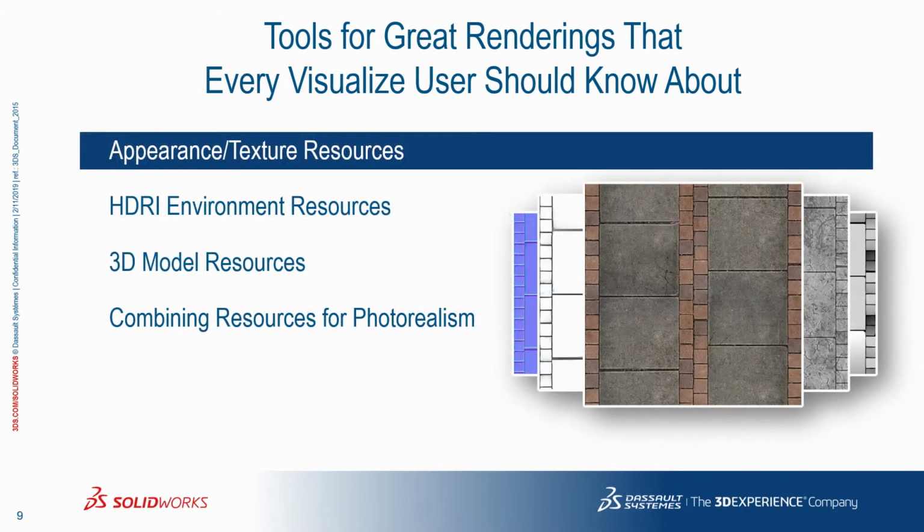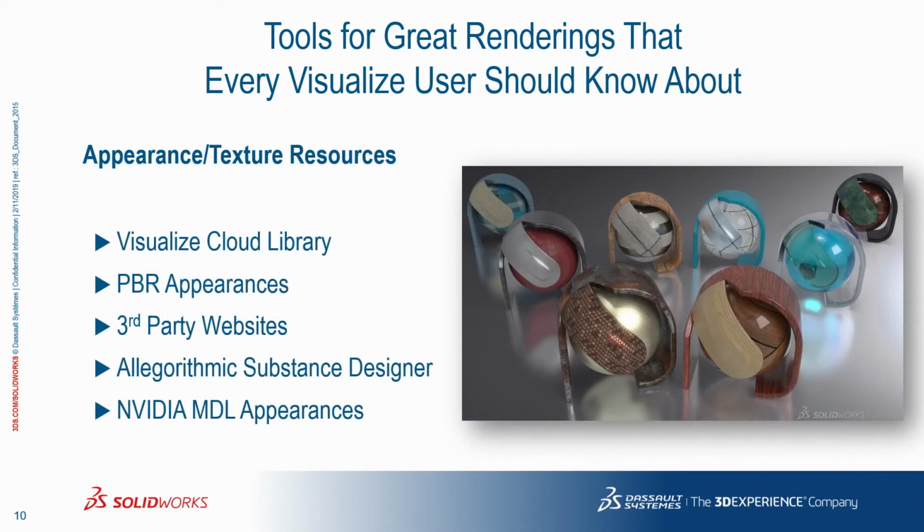All right, so again, the appearance and texture resources. And again, this is not all a PowerPoint. It's mostly a PowerPoint, but it's so you can have this later and have everything you need in front of you. I'm going to talk about the Visualize Cloud library. This is one that is Visualize stock material, but it's not installed immediately on your machine. PBR appearances. By the way, I'm using Solidworks Visualize 2019 for this presentation, and I'm talking about a lot of new things that came out in 19, and that includes physically based rendering appearances. All right, we'll look at that.